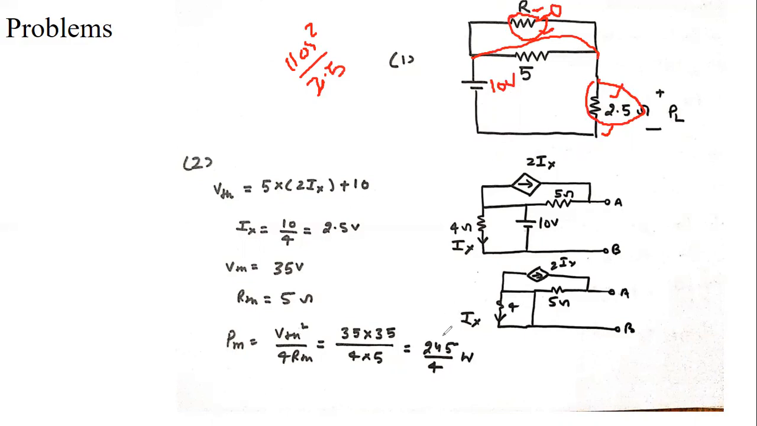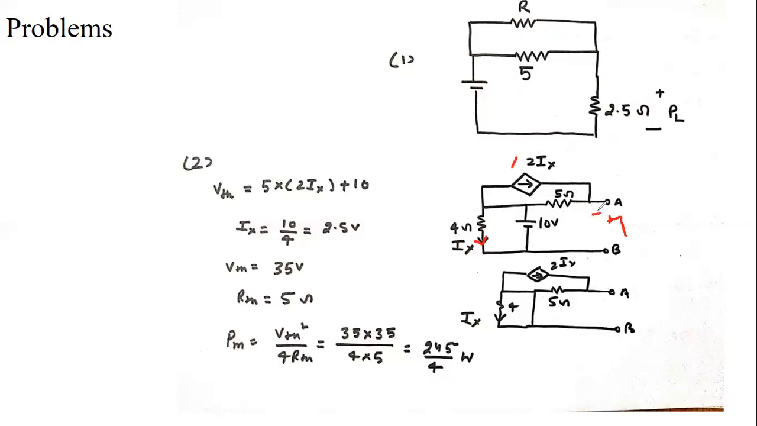Now we are showing the second problem. Find the Thevenin equivalent circuit between the terminals A and B, or find the value of load resistance across the terminals A and B and the value of maximum power. So see, in the first case, we are showing the power. So that is Ix, okay, and here we have shown a current dependent current source, that is 2Ix.